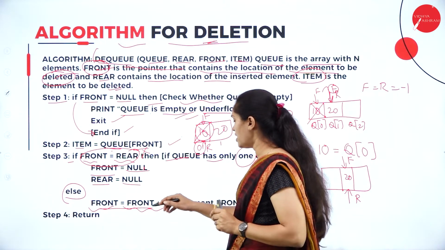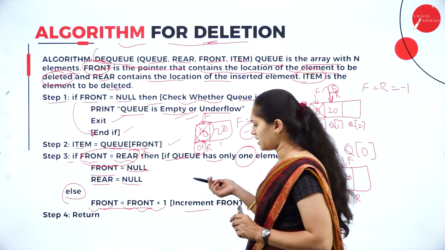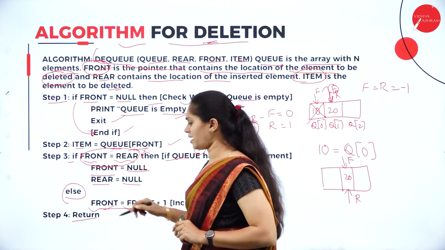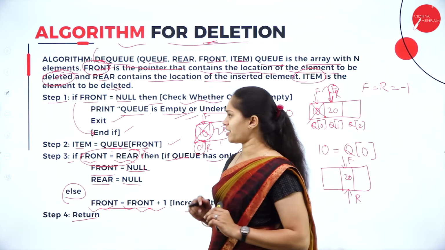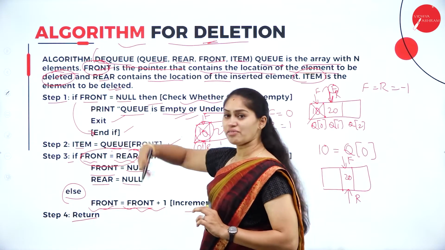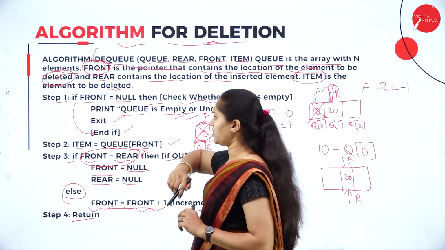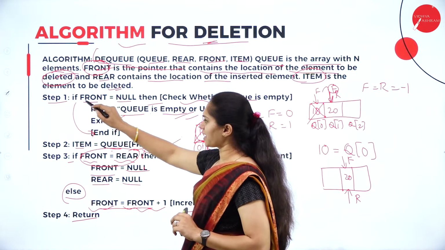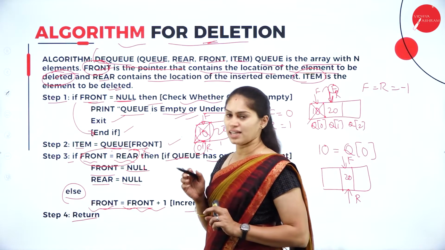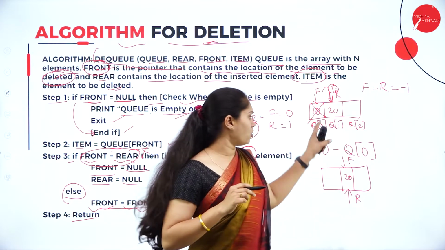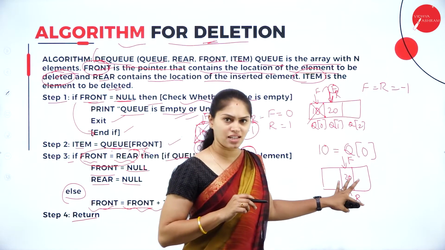So the front pointer will be incremented by 1. We have deleted an element, then it will return to the main function. If I want to delete one more, let me go through the algorithm again. Front is equal to null? Is the front pointer pointing to null here? Consider this scenario right now.